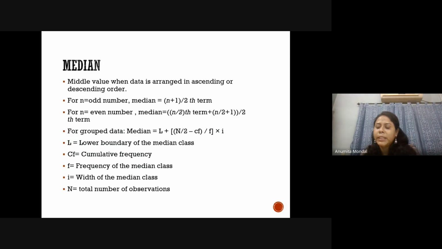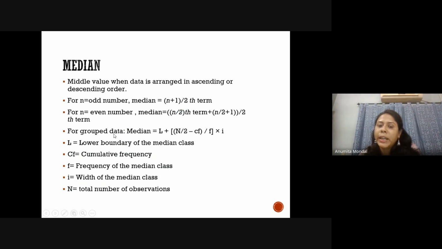Next is median. Median is called the location parameter because it gives you a location. Suppose we have data like x1, x2, up to xn. First we have to arrange the data in ascending or descending order, and then count the number of observations. If n is odd, then the median will be the (n plus 1) by 2 term. And if n is even, then the median will be the n by 2 term plus the (n by 2 plus 1) term, divided by 2. Here n by 2 is the position in the data, and we have to find the value from the data set.